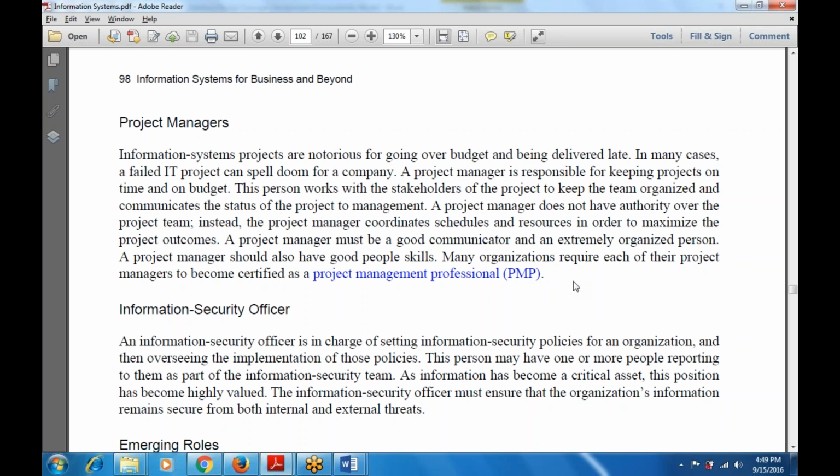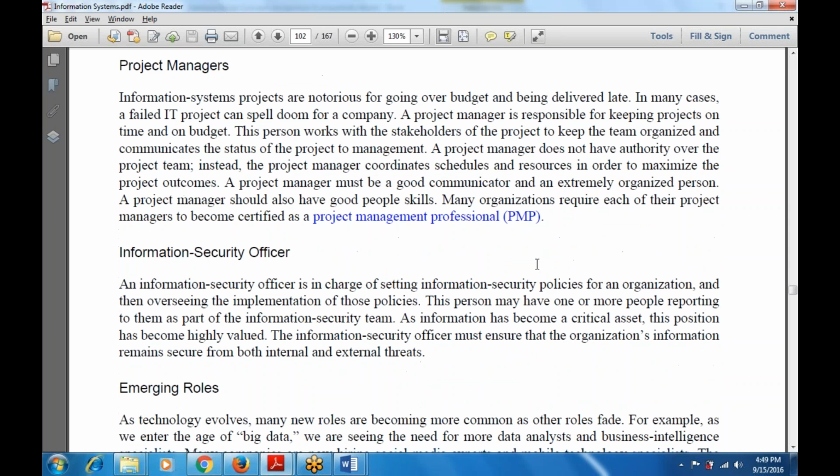A project manager does not have authority over the project team. Instead, the project manager coordinates, schedules, and controls the resources in order to maximize the project outcome. He or she must be a good communicator and an extremely organized person. He or she also has good people skills, and many organizations also require their project managers to be a certified PMP, that is a Project Management Professional.